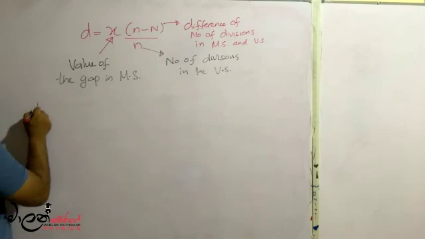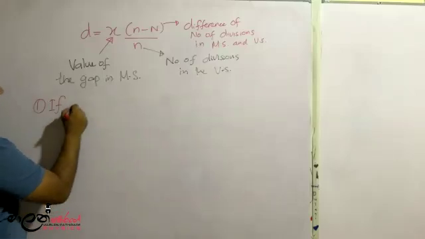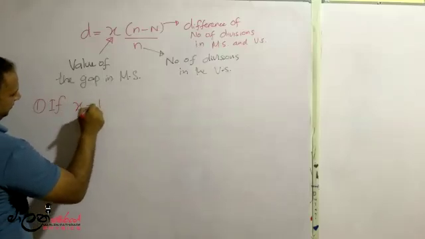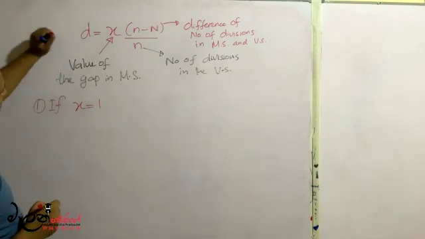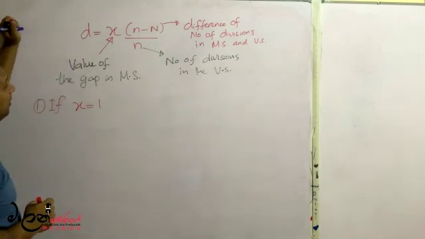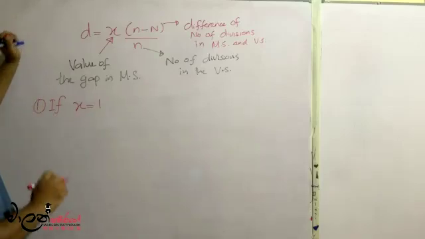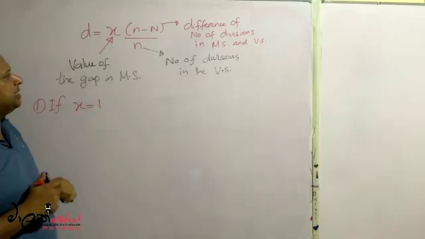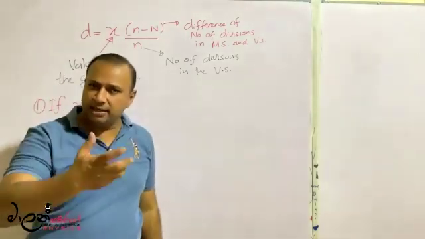What's this? If x equal 1, then what will happen? If x equal 1, look at this one. What is the meaning of that one?